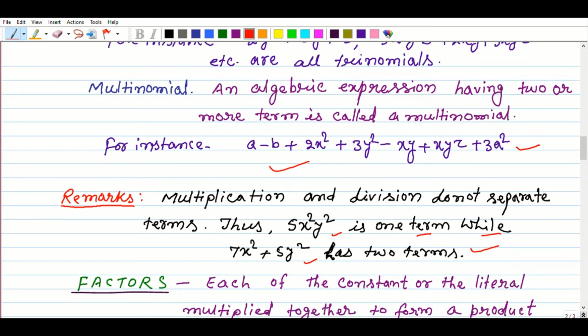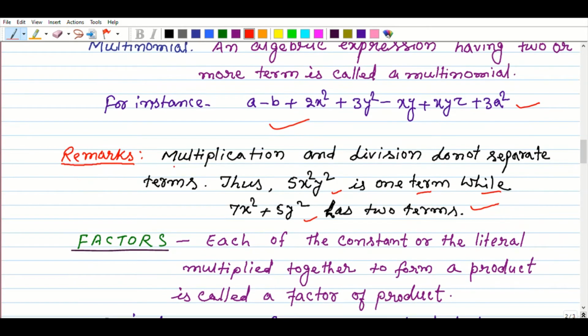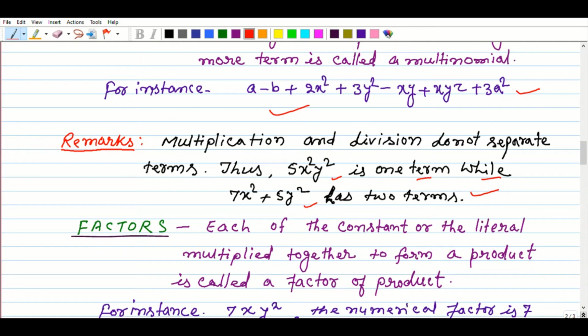Factors. Factors and multiples we have learnt in class 6, 5, 7 also. Product of the factors we get multiples. So in an algebraic expression, each of the constants or literals or variables multiplied together to form a product is called a factor of the product, right? You easily understand this one.